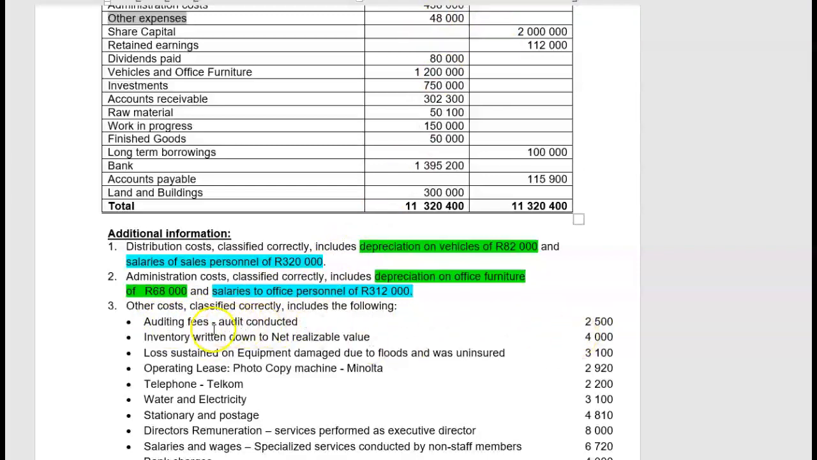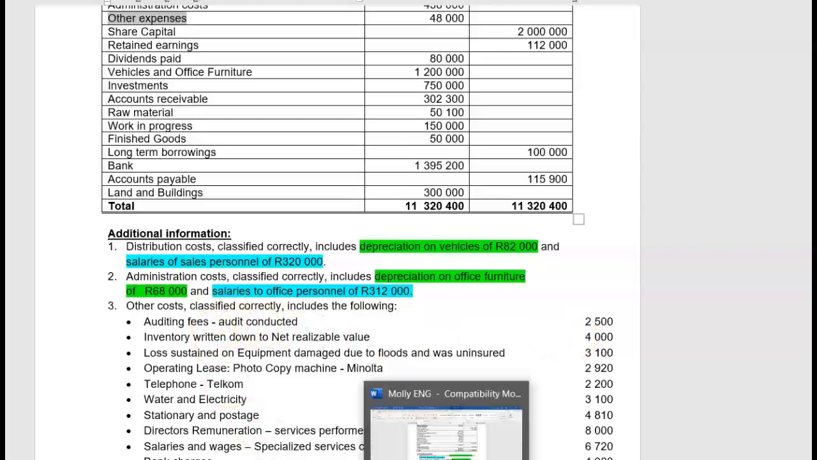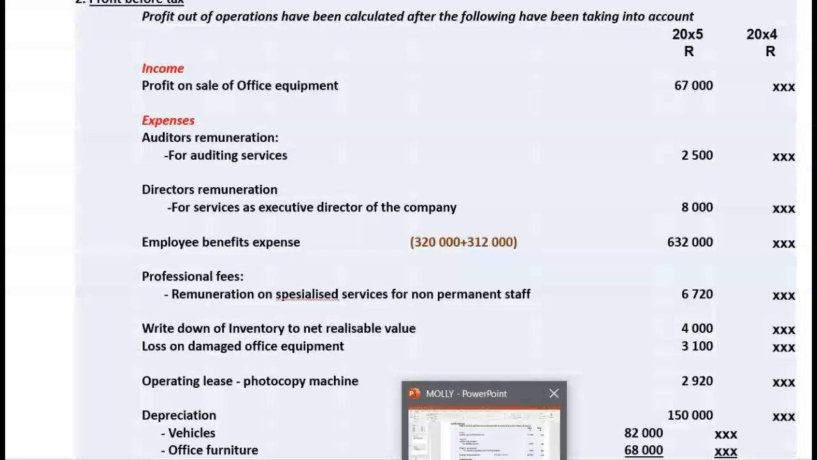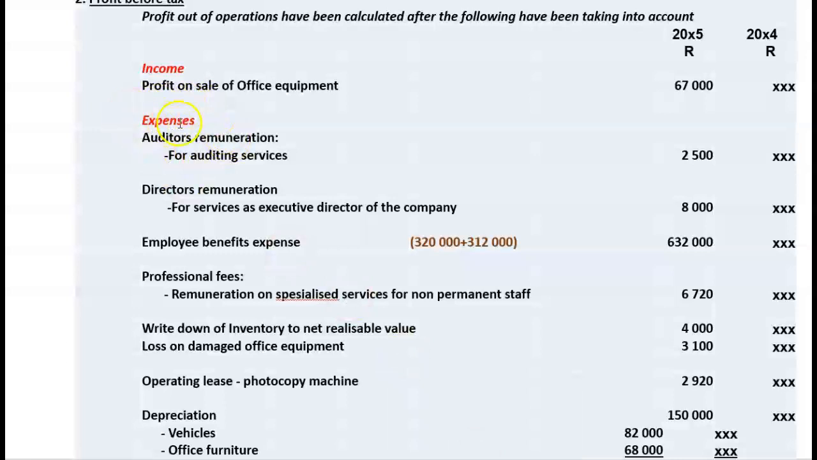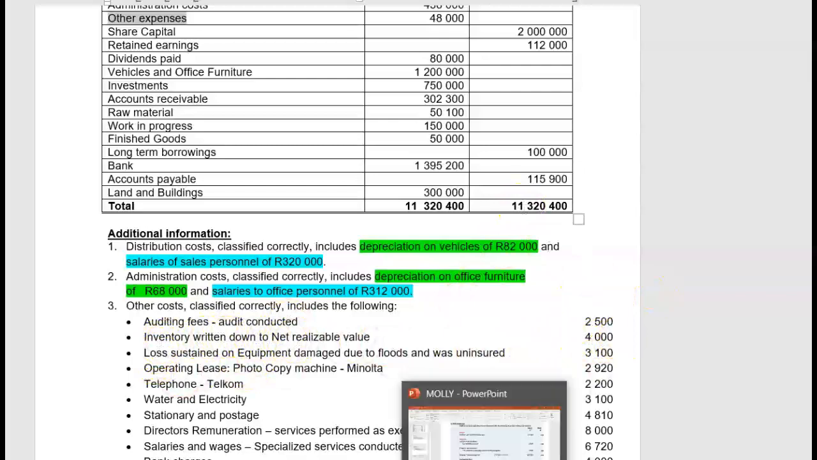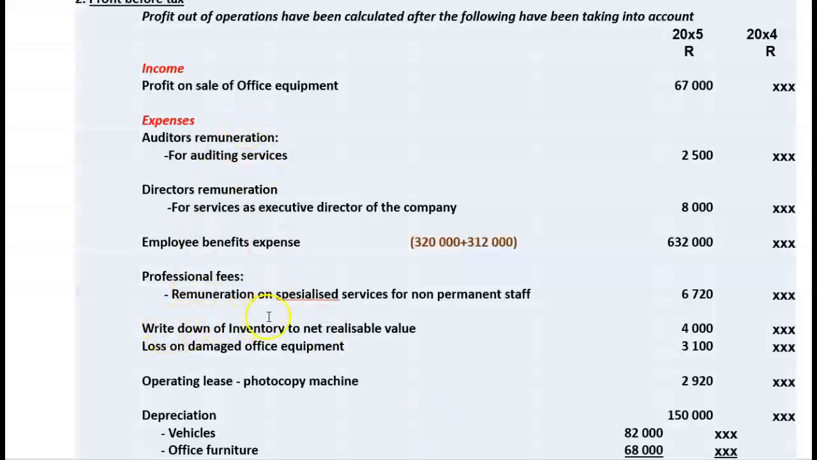Now, audit fees we have to disclose in our profit before tax note, but then we have to distinguish between audit services rendered, other services rendered, and costs that we have paid the audit firm. So in this case, expenses, auditor's remuneration, it was only for audit service provided, 2,500 Rand. Audit conducted. Inventory write-down to net realizable value, 4,000. Now that is a separately disclosable item in our profit before tax note. Write-down of inventory to net realizable value, 4,000 Rand.